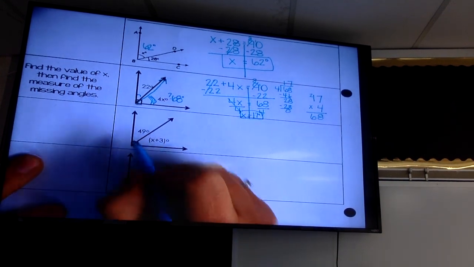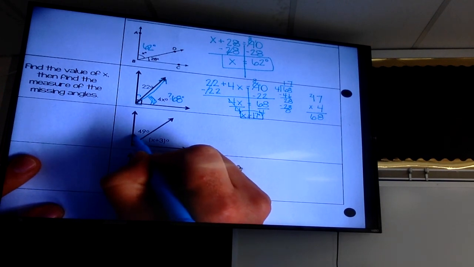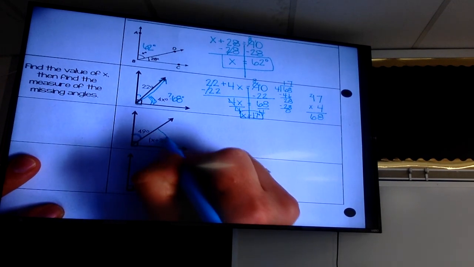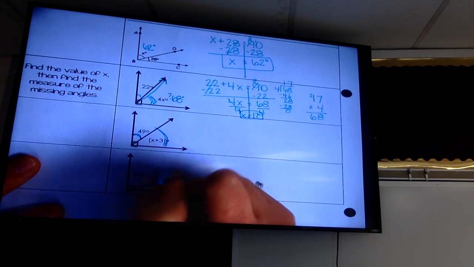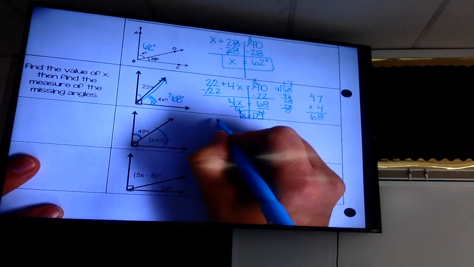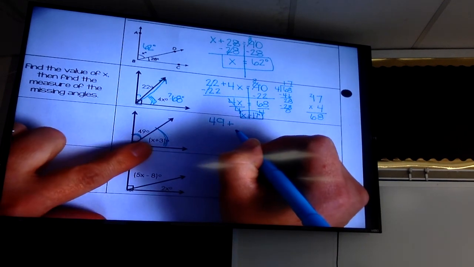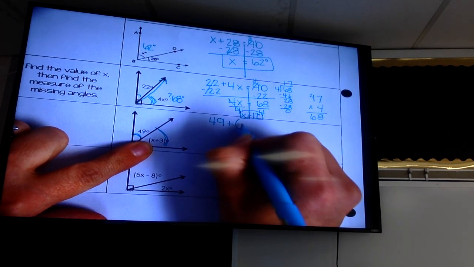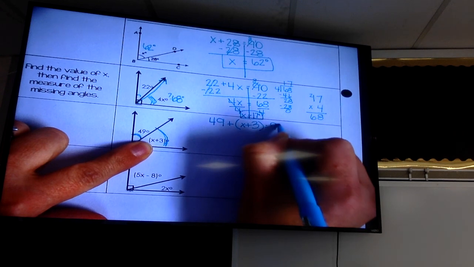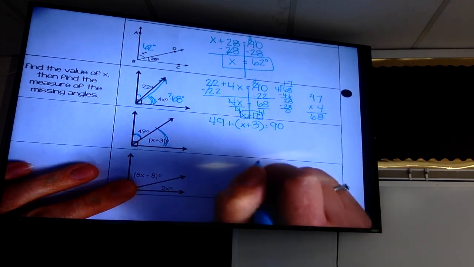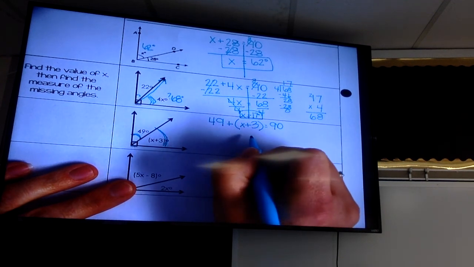Let's try it again. So I have 2 angles that form a 90 degree angle. So I know this angle plus this angle are going to create a 90 degree angle. So I know these are what we call complementary angles. So I'm going to say 49 plus this angle, which we know as x plus 3, equals 90 degrees. All right, really, you don't need the parentheses there. They're not going to hurt anything, but you don't need them.